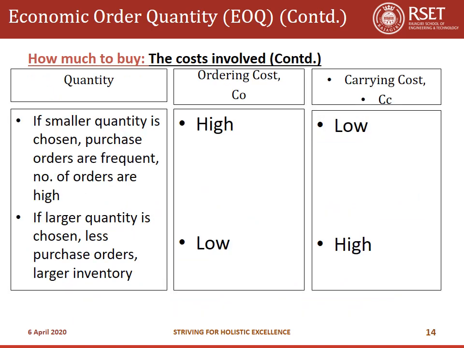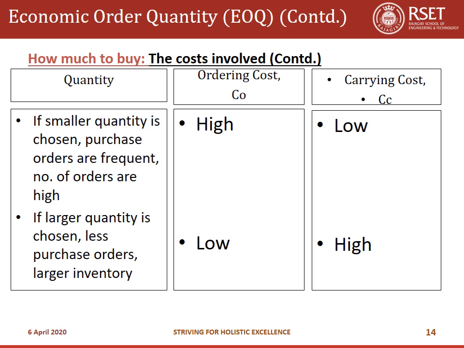So here is a small comparison. If the quantity that you're going to buy is small, then you will have to send out a lot of orders. So the ordering cost would be high, but the carrying cost would be low. The carrying cost would be low because you're ordering a small amount every time, so the amount of storage space required would be less. However, since you're sending out a lot of orders, ordering cost would be proportional to the number of orders, and so ordering cost would be high.